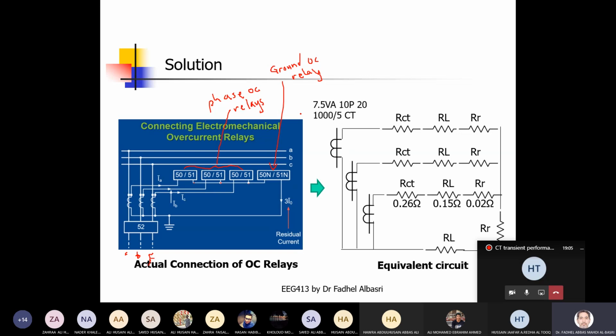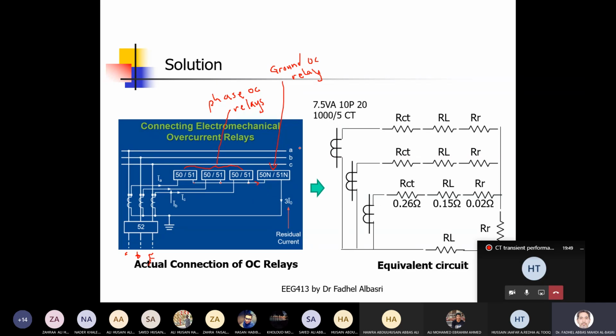And this ground overcurrent relay is to detect ground faults. Any fault, phase A to ground, B to ground, or C to ground, will be a current passing in this relay. If this current is higher than the pickup setting, it will operate to trip the circuit breaker. While these are trying to protect the circuit against 3-phase faults or phase-to-phase faults. Okay, so the current that will pass here is the neutral current or the ground current, which is 3 times the zero sequence current. Now, to draw the schematic diagram, okay, the equivalent circuit.